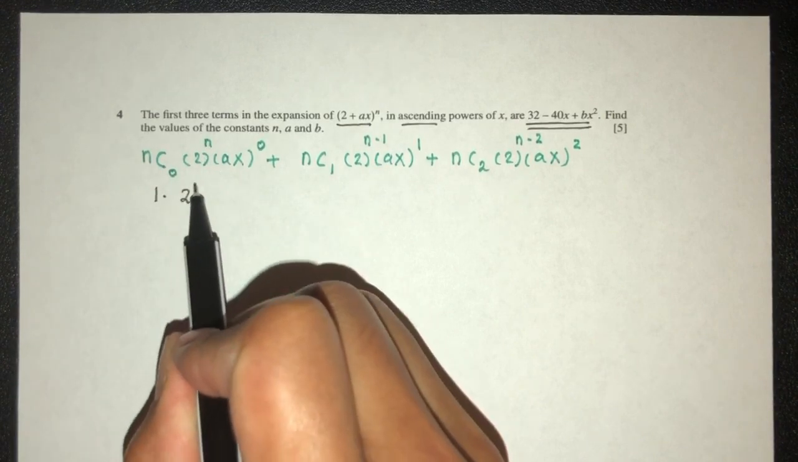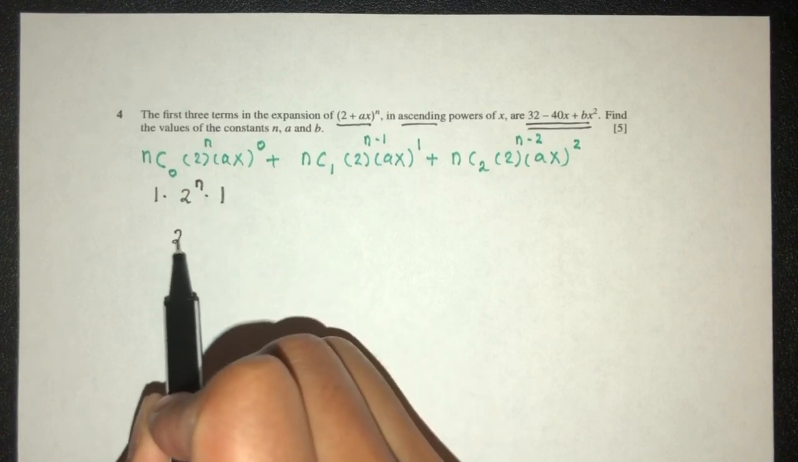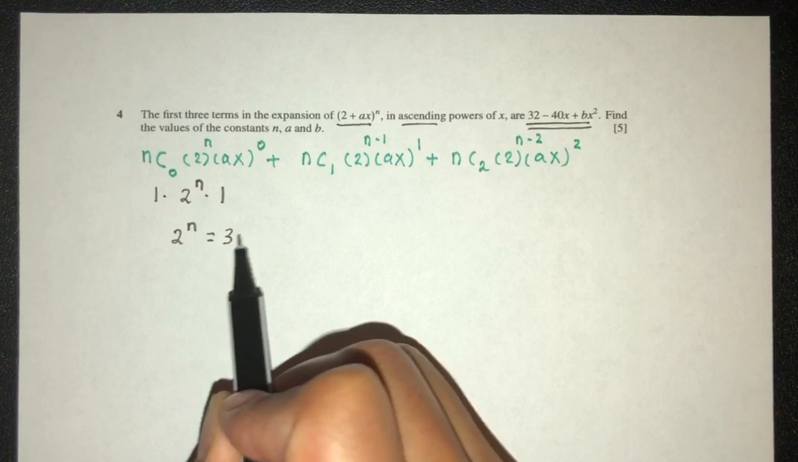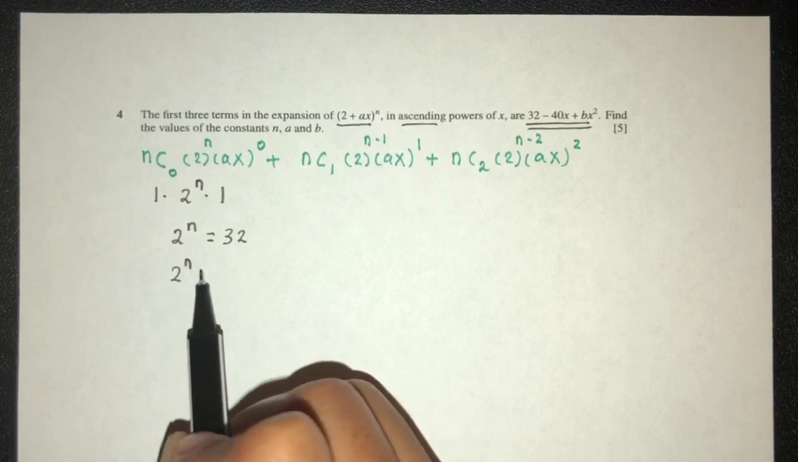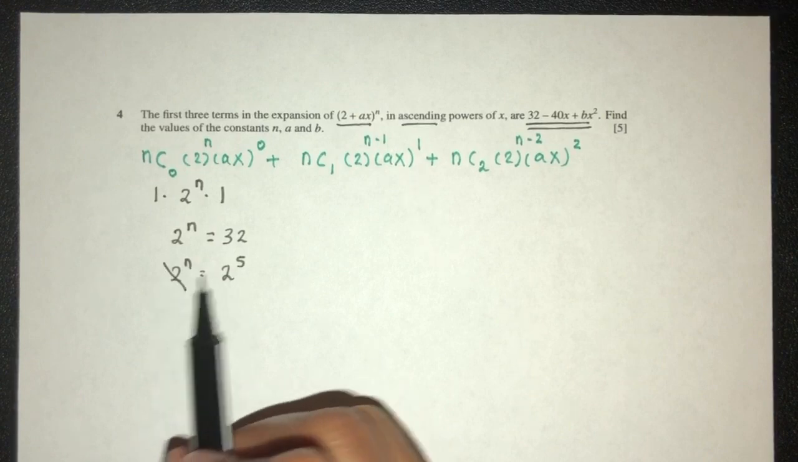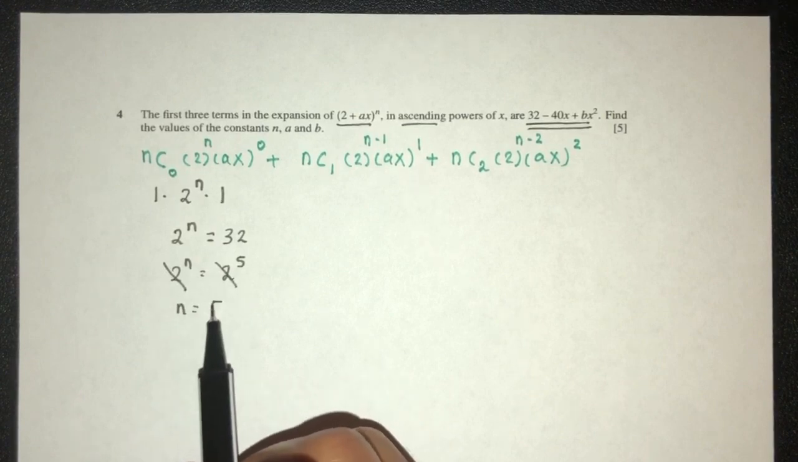And this will be 2 power n, and that should be 1. This is 2 power n. But now we know 2 power n is equal to 32. But now 32 as well is equal to 2 power 5. So now because they have the same base, they will cancel out. n should be the value of 5.